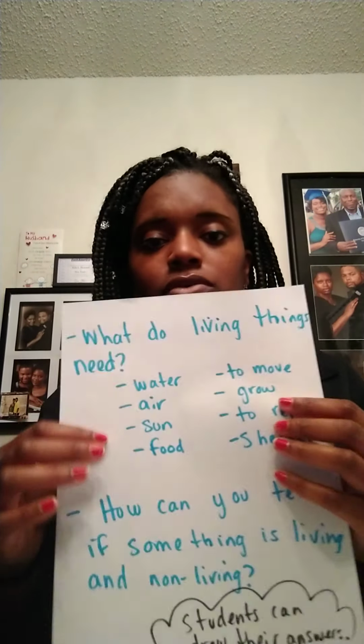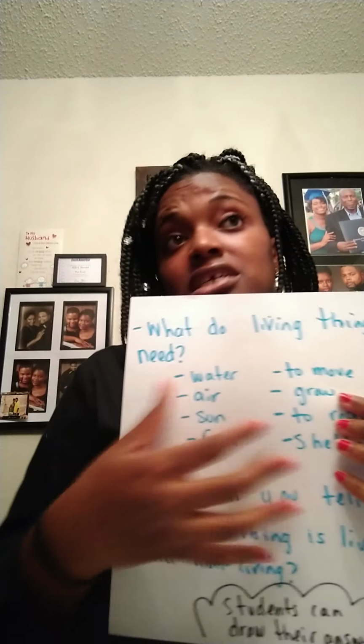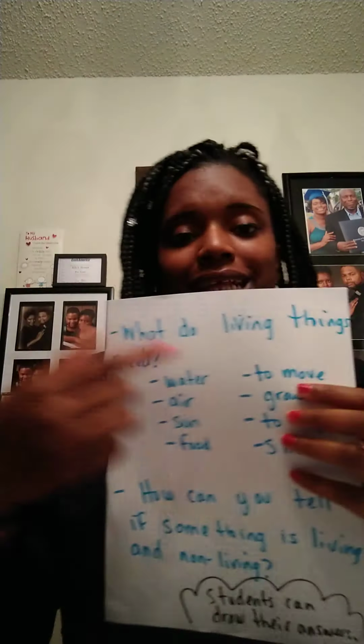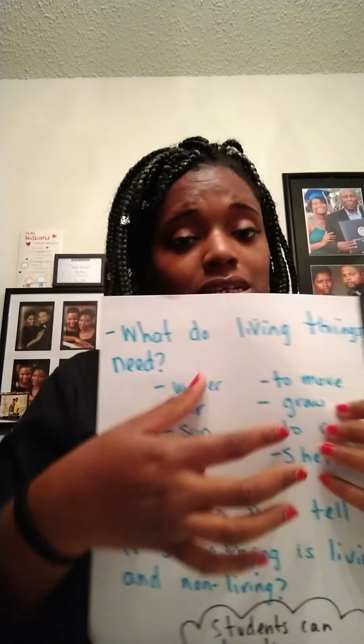They'll draw on this T-chart things that are living and non-living. And then they'll have to draw what living things need. You can put this question on a paper like this and then just have them draw all the things that living things will need. They can either draw it or they can verbally tell you. How can you tell the difference between something that is living and non-living? For instance, this marker versus a plant. How would you be able to tell me that this marker isn't living and how is this plant living?